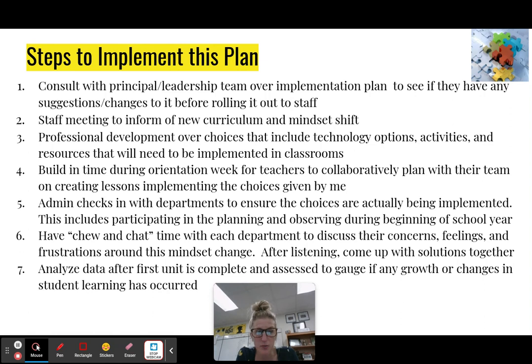Have chew and chat time, is what I call it, just basically informal time for me to talk with each department to give them a chance to voice their concerns, their feelings, their frustrations around this mindset change. After listening, help them come up with solutions together, so it's a team effort, and then analyze data after the first unit is completed and assess to gauge if there's any growth or changes in student learning and whether or not this mindset, this technology-rich curriculum is making a difference, and to show teachers that it is, and data is the best way to do that.